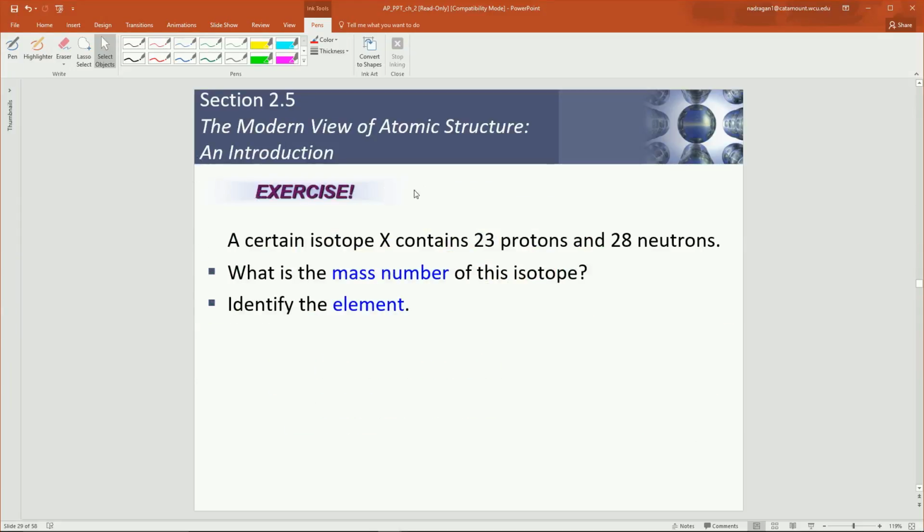A certain isotope X contains 23 protons and 28 neutrons. What is the mass number of this isotope? Remember, mass number is equal to the number of protons plus the number of neutrons. So 23 plus 28, you get 51. So this is the mass number.